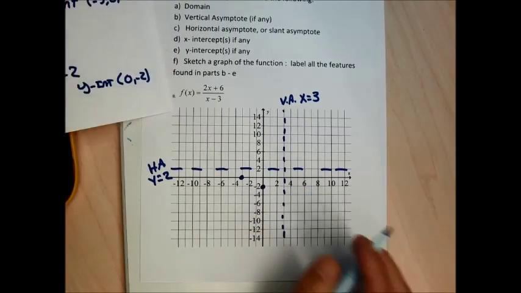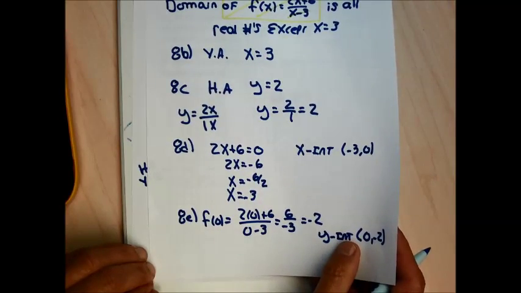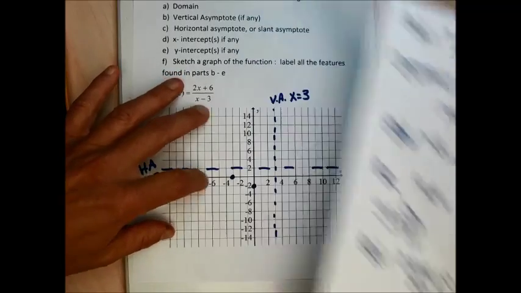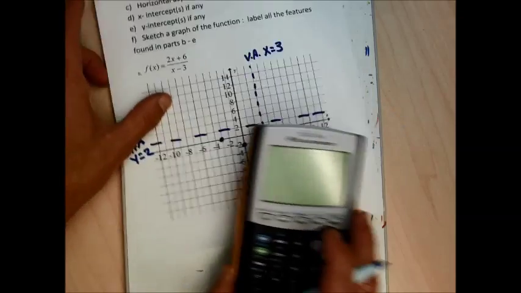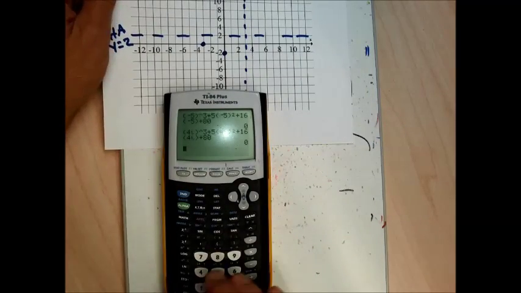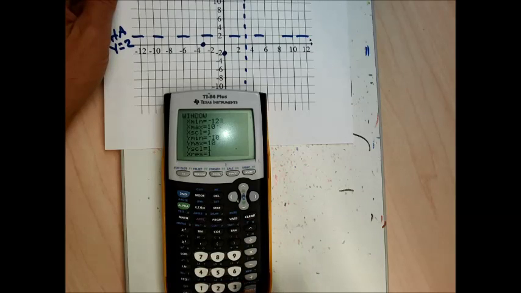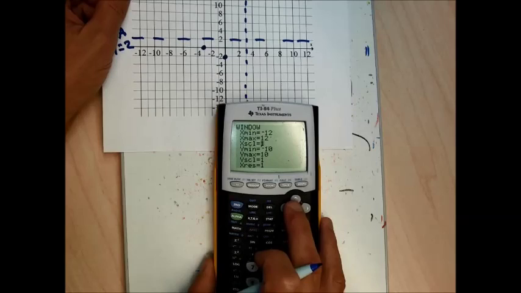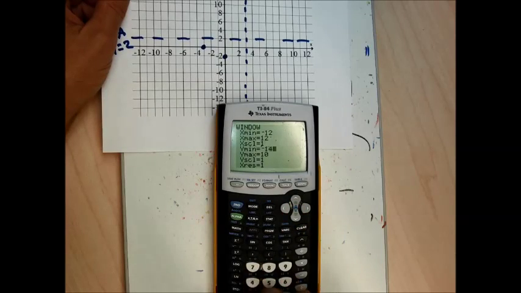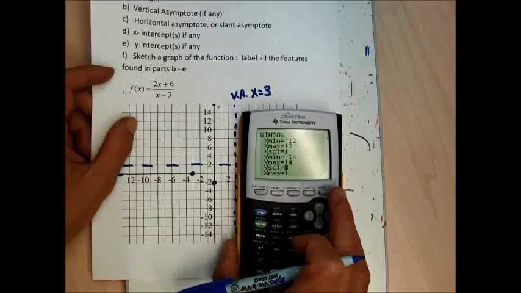Part F wants me to sketch a graph. So I have everything done from A through E that I can do. I don't really need to look at this anymore because I have everything drawn on the graph. To get my graph nicely, I'm going to get the window set up that's implied here. So the window that's implied is negative 12 to 12 for x min and x max, and negative 14 to 14 for y min and y max. There are other windows that produce a decent graph. This is just the one I came up with.